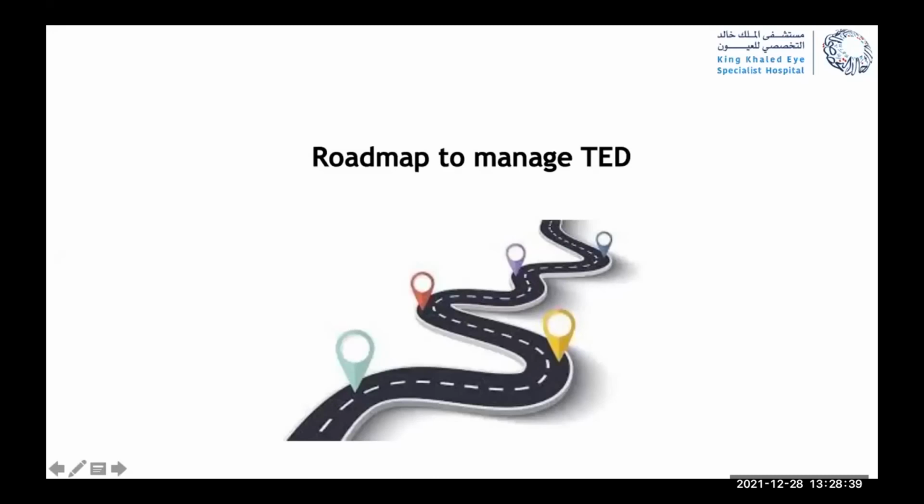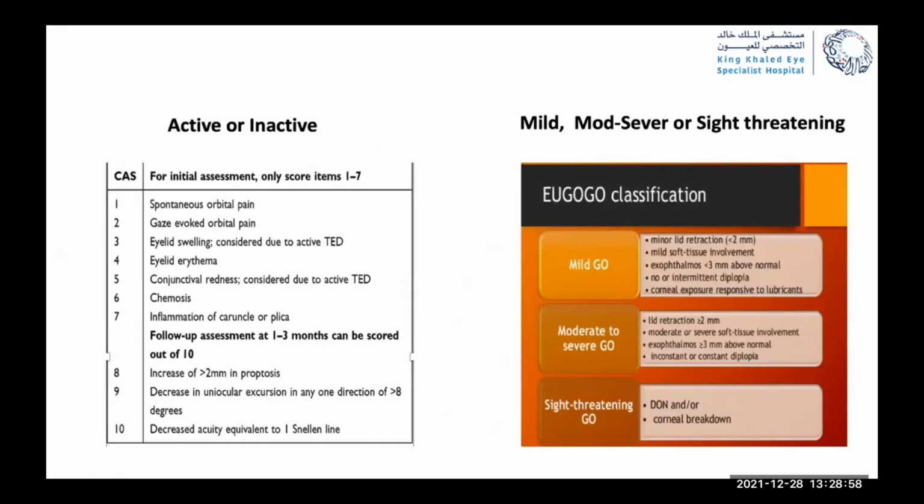Okay, so this is a comprehensive review about the treatment of thyroid eye disease. Now we'll talk about a roadmap to manage a thyroid eye disease case. So any patient with thyroid eye disease comes to you in the clinic or ER. The most important thing is we have to know about the activity and severity. In terms of activity, we prefer to use the clinical activity score based on the elements that have been discussed earlier, so we can know whether this case is active or inactive. The second thing is the severity, using the EUGOGO classification, so we can know which grade the patient is: mild, moderate to severe, or sight-threatening. Based on that, we can conclude each case and tailor the treatment for each patient.